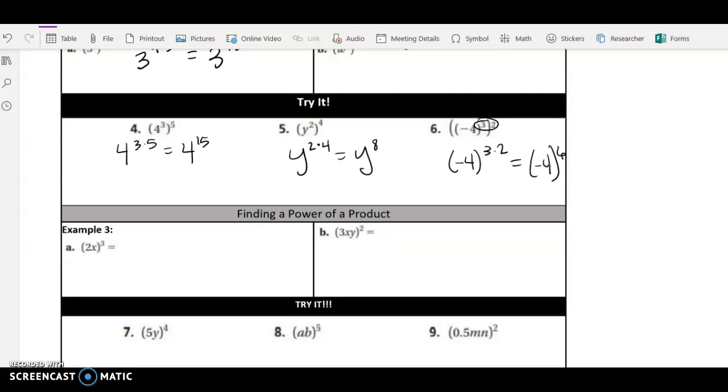All right, so we have 4 to the 3rd to the 5th power, and so 3 times 5 is 15, so we have 4 to the 15th power. So then we have y to the 8th power. And then we keep our base, which is in parentheses, so we need to keep it in parentheses. So we have -4, and then 3 times 2 is 6, so we have -4 to the 6th power.